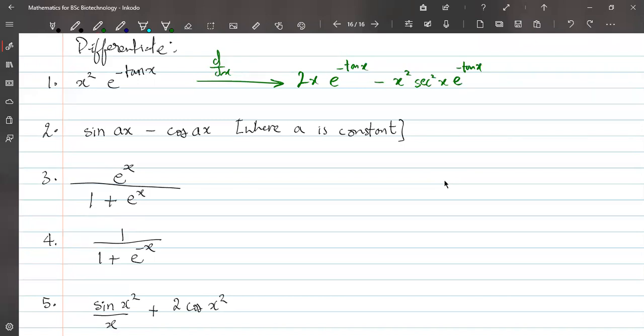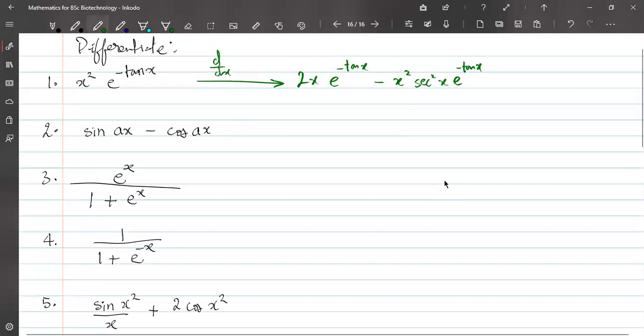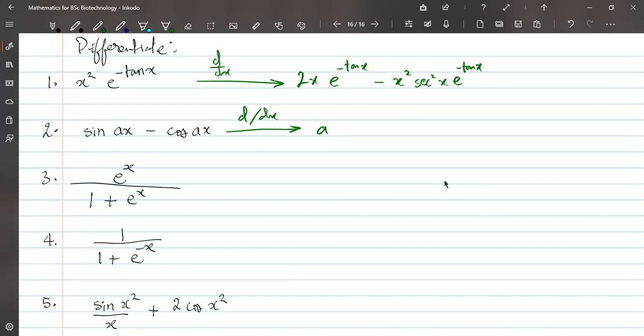And yes, second one, when you differentiate, you will get a times cos ax, and here plus a times sin ax, so a will be common. Correct. Fine. Now the third one.